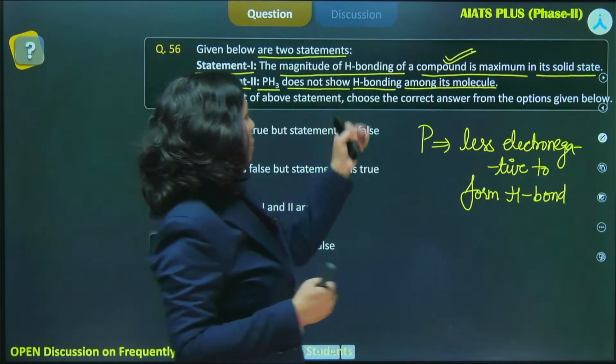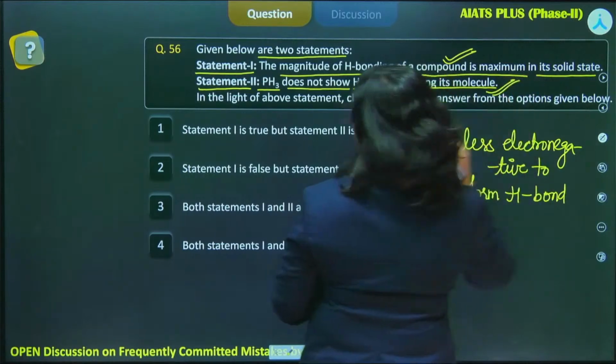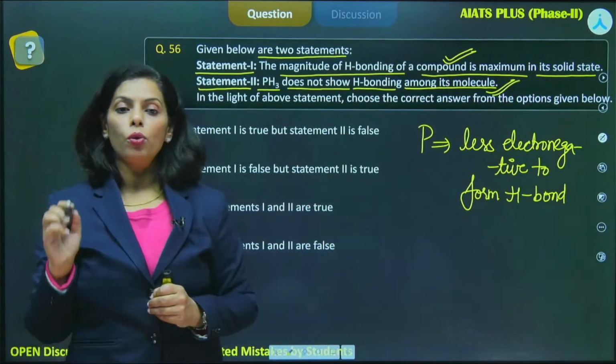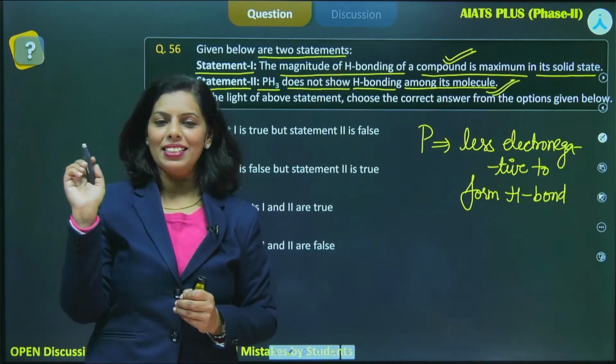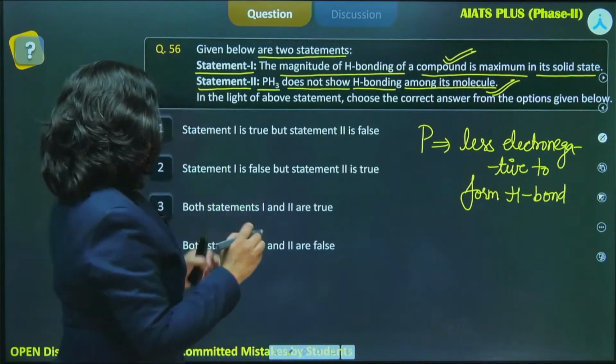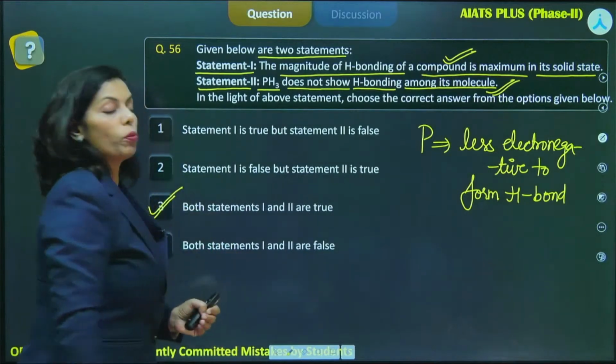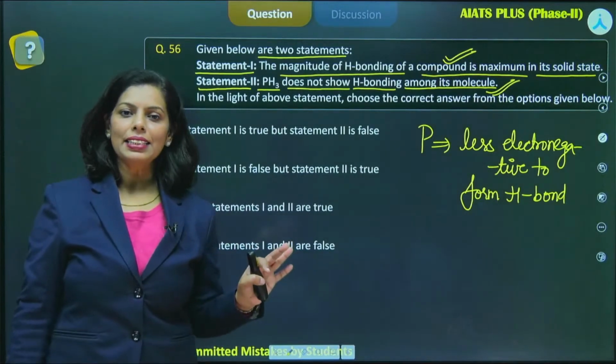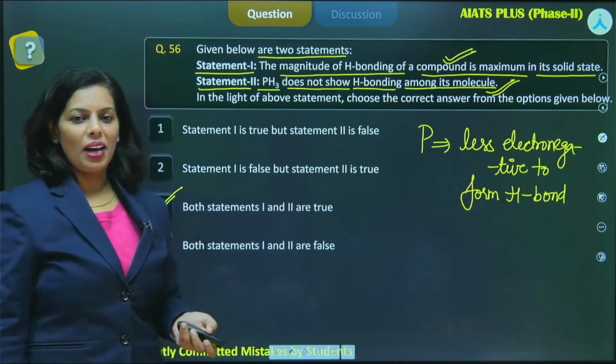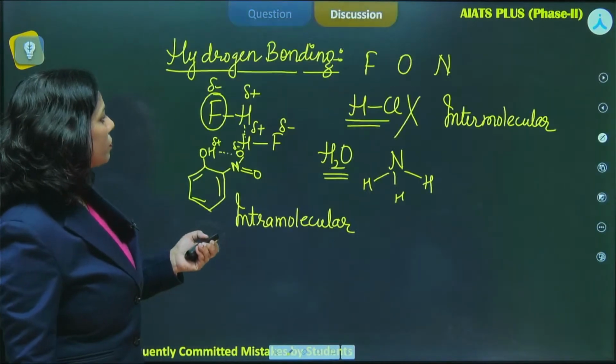So this second statement is also correct, and both statements 1 and 2 are true, and Ubaid, you wrote the answer in the very beginning, and definitely you are right. So I'm opting for the right answer, that is option 3. Is it clear? Okay. Now I am moving forward.